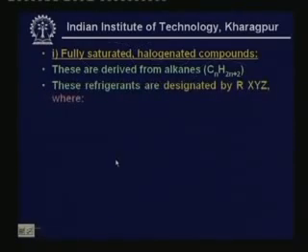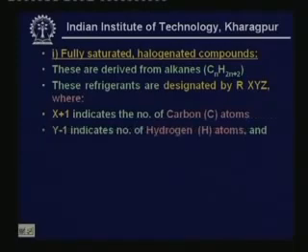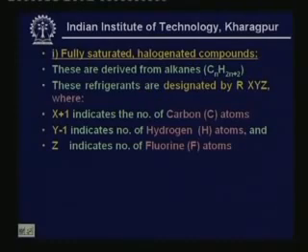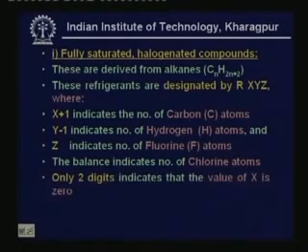These refrigerants are designated by R, X, Y, Z, where X, Y, Z are numbers. X plus 1 indicates the number of carbon atoms, Y minus 1 indicates the number of hydrogen atoms, and Z indicates the number of fluorine atoms, and the balance indicates the number of chlorine atoms. If there are only 2 digits, that means the value of X is 0. For example, if you have R12, X is equal to 0.